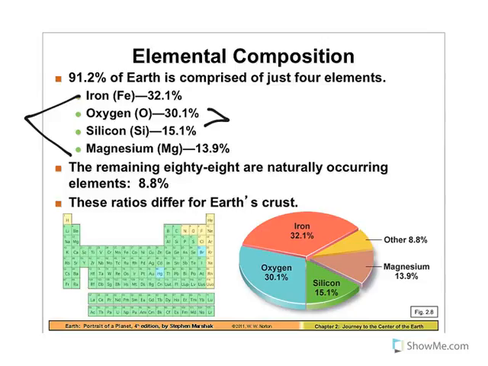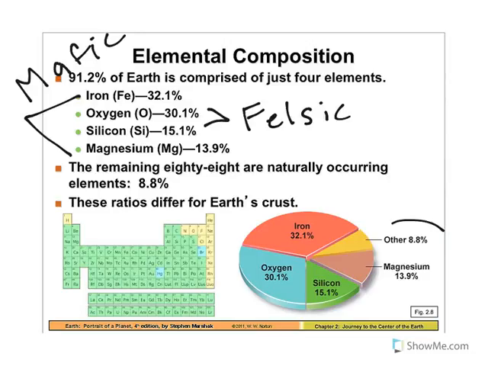When we see oxygen and silica together, we're going to call this felsic. When we see iron and magnesium together, we're going to call this mafic. And we're going to return to these terms quite literally throughout the whole semester. But, as you can see, the Earth is mostly composed of those four things. The other 8.8% is the rest of the periodic table. So really, most of the Earth, like I said, is these four items.